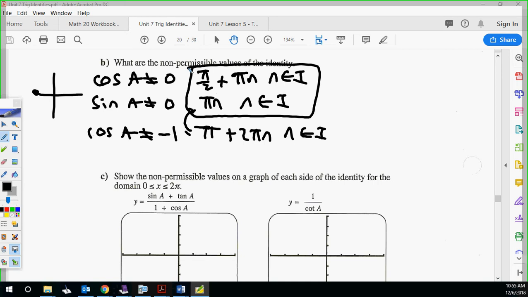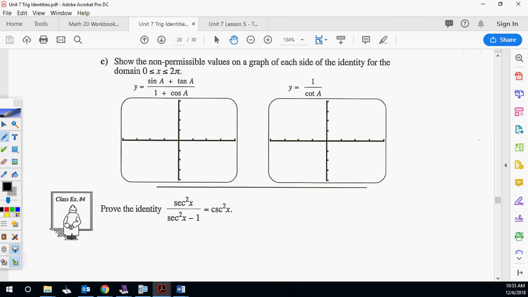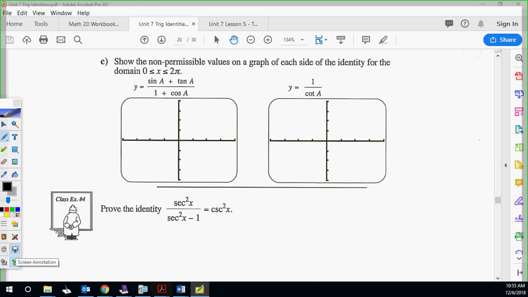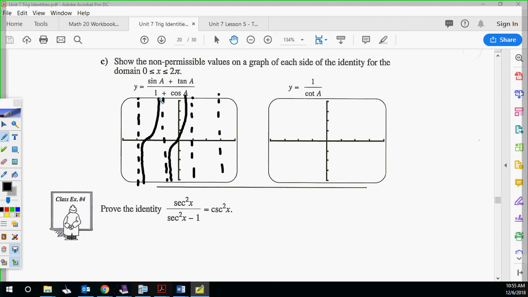All right. So then it says show the non-permissible values in the graph. So when you do this graph, I'll quickly sketch this here. We've got asymptote, asymptote, asymptote, asymptote, and it goes like this, and up here. The issue is there are spots where we have to make the holes. There's a hole here and a hole here, because that's stuff we canceled. You can see the other non-permissibles are the asymptotes, but the stuff we cancel would be at pi and negative pi.